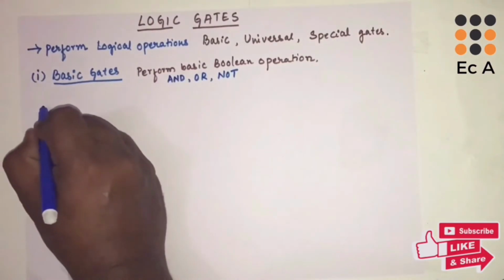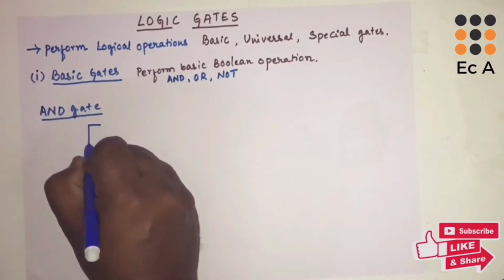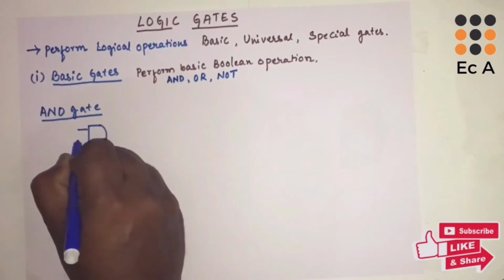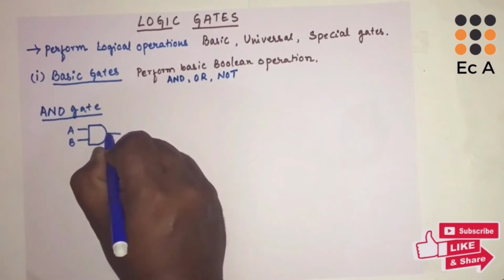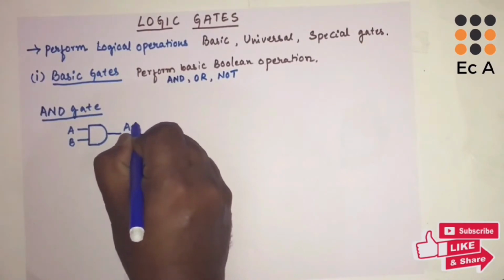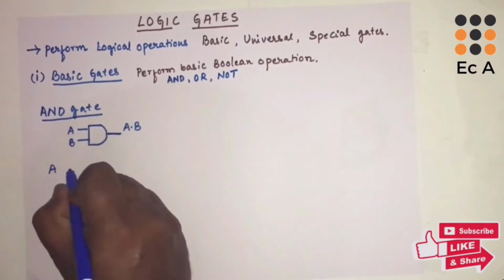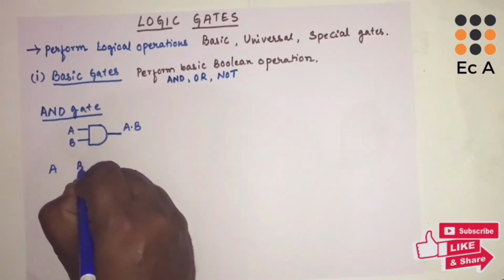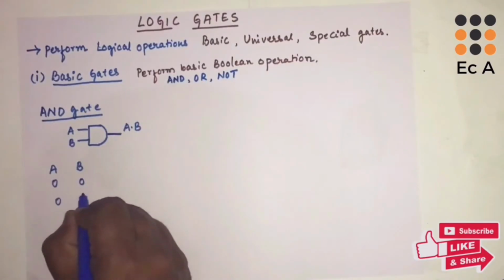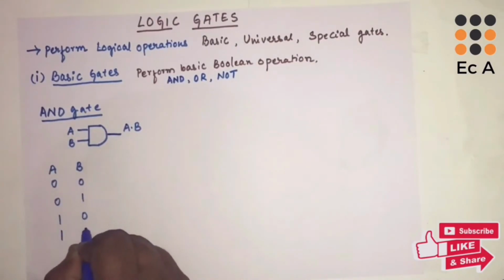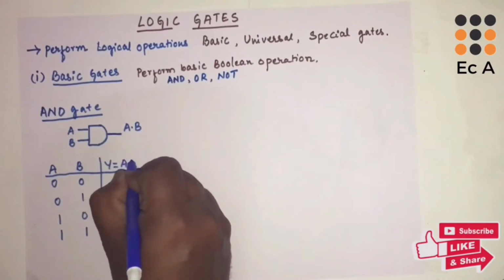First let us see what an AND gate is. This is the symbol for the AND gate. It has two inputs A, B and the output will be A dot B. If we write the truth table, if we take two variables A, B, we will have four combinations: 0 0, 0 1, 1 0, 1 1. The output is y equal to A dot B.